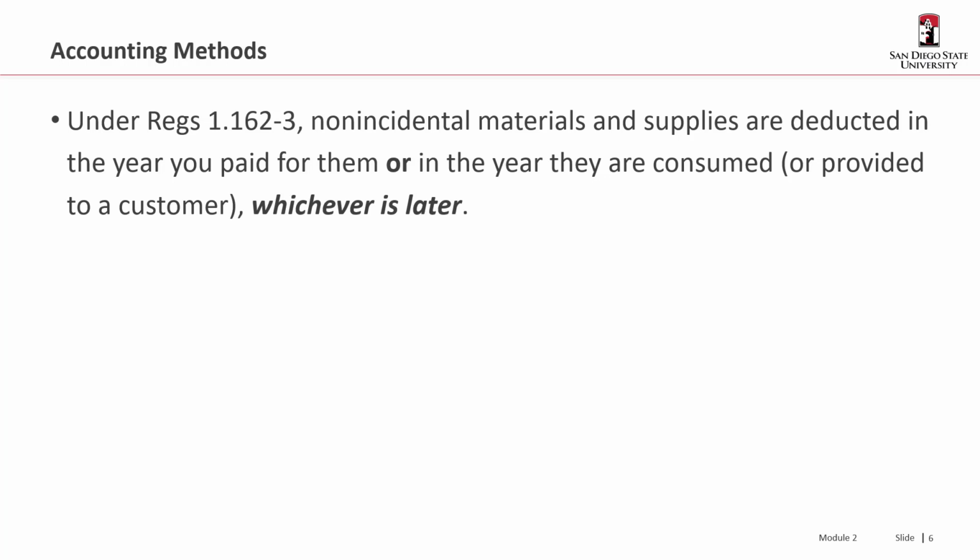All right, Regs 162-3, non-incidental materials and supplies are deducted in the year you pay for them or in the year they're consumed, whichever is later. And under the safe harbor, when you don't use the accrual method for inventory, this is the method you use. That's why I bring it up.